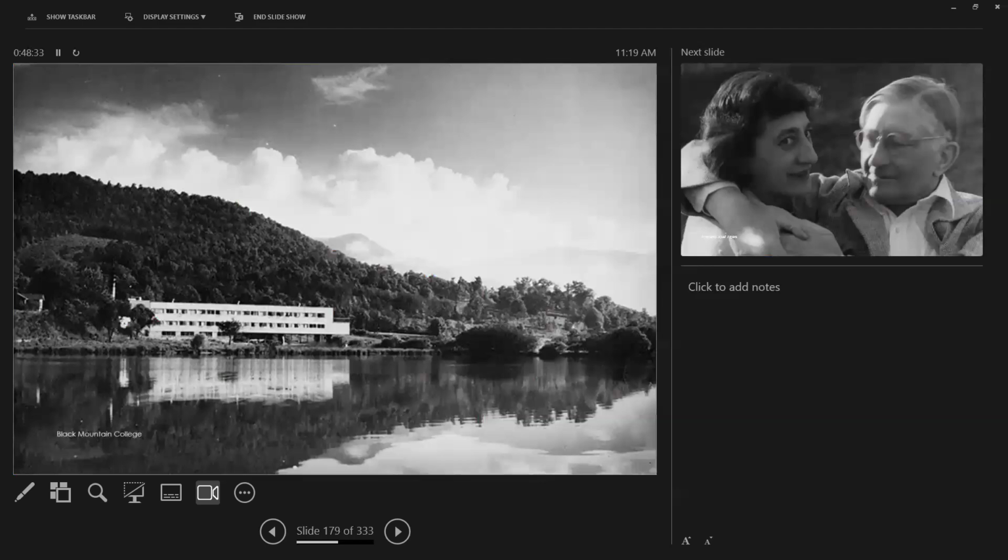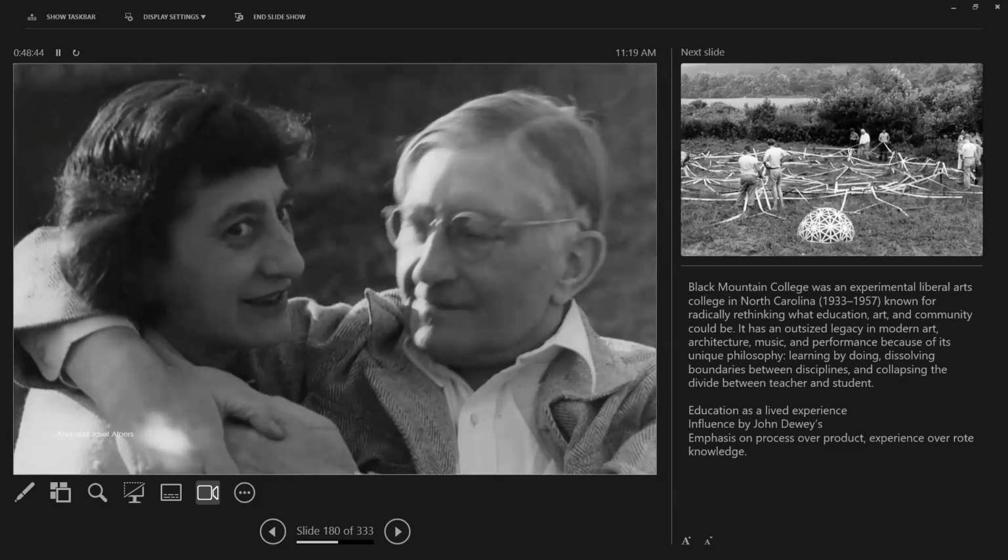Then there's also, in the spirit of play, Black Mountain College, a very famous liberal arts college that was founded in the 1930s, sorry, that had a huge outsized legacy in modern art and modern architecture. Joseph and Annie Albers were leaders there for a long period of time. It was all about education, this very utopian community. Education is a lived experience, play, emphasis on process over product, experience over knowledge.